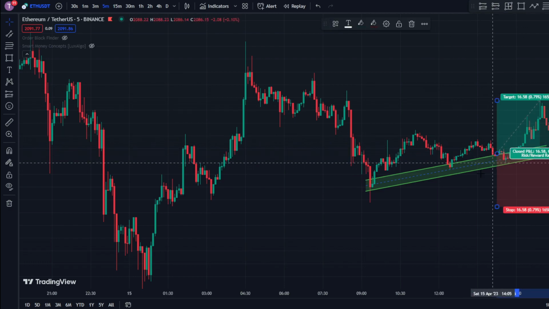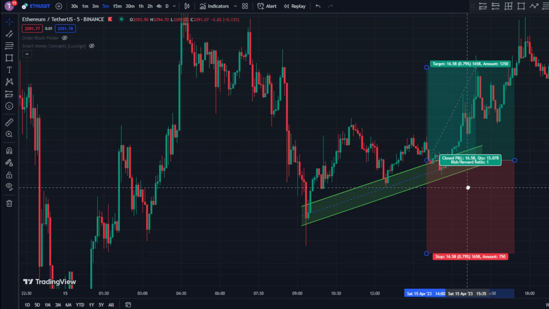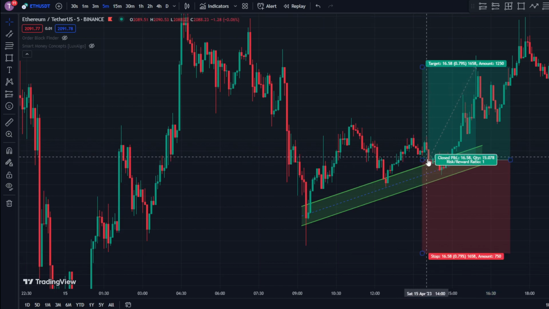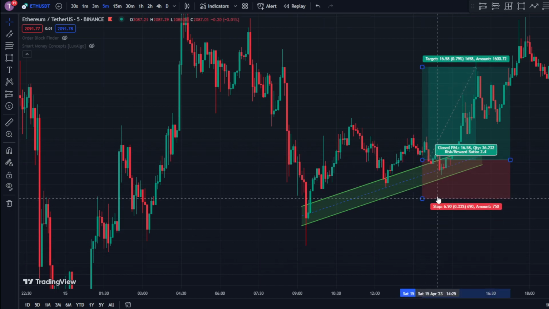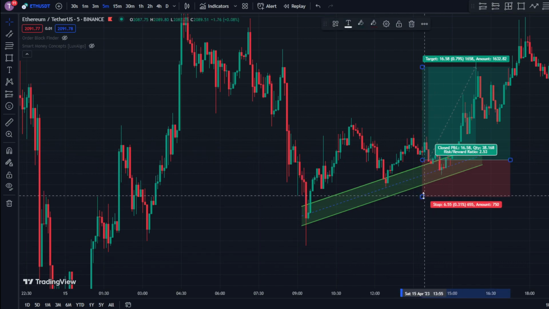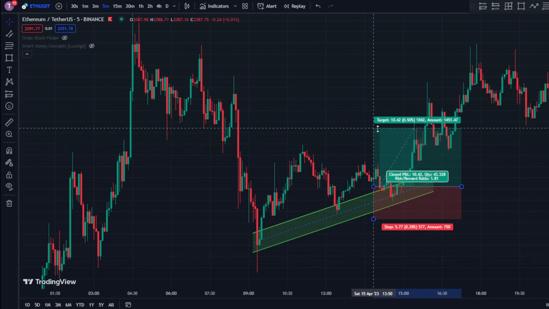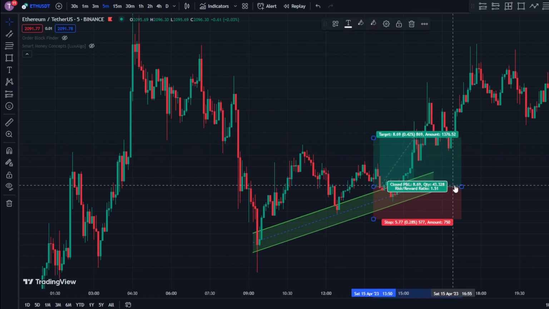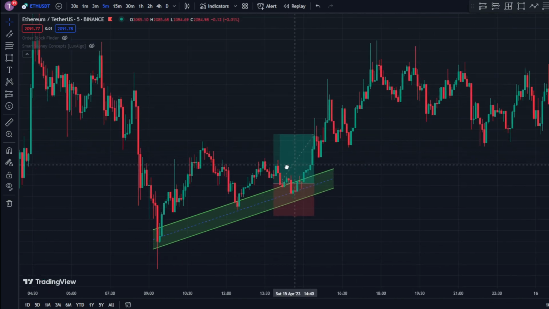So you want to enter a position right there. You just want to place a limit order right above the trend line. Place your stop loss below the recent swing low here, and right below this trend line here, and you want to aim for 1.5:1. As you can see, this is how it works.